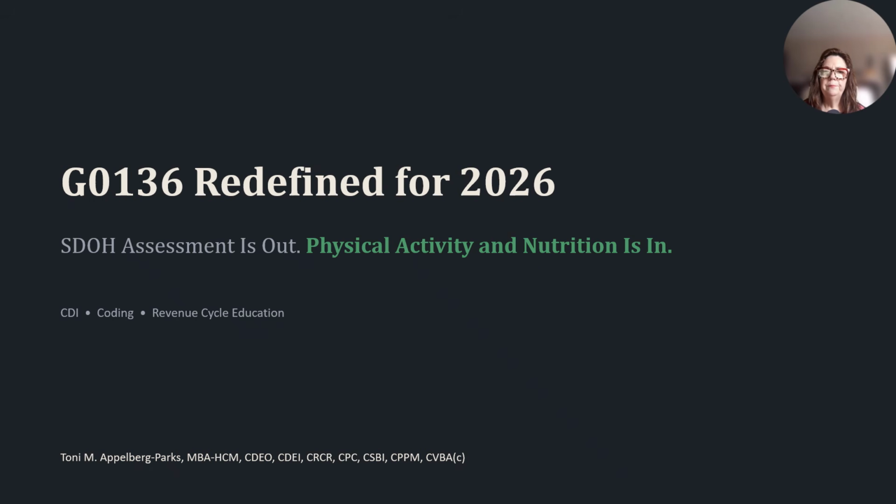So today, what I'd like to talk about is if your practice has been billing G0136 for social determinants of health assessment, I need you to stop for a second, because as of January 1st, 2026, that code does not mean what you might think it means anymore. So today we'll break down exactly what changed, why CMS made the switch, and what it means for your documentation and bottom line.